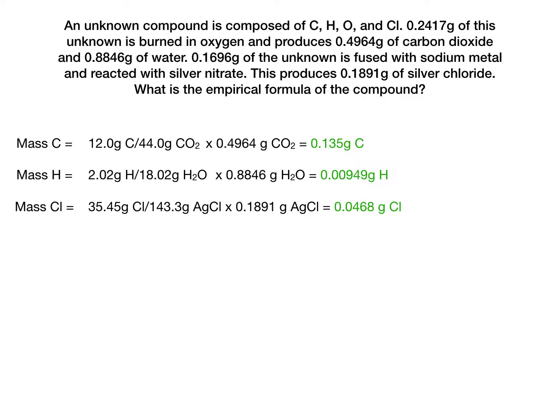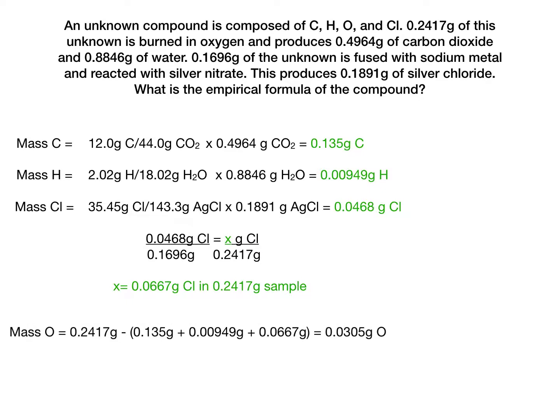To correct for the different sample sizes, set up a proportion with the unknown being the mass of chlorine in the 0.2417 gram sample. Solve for x. Once again, this is important because the mass of carbon and hydrogen is based off of this original amount. Now we need the mass of oxygen. But because we have the mass of the other 3 elements, oxygen can be easily calculated by difference.